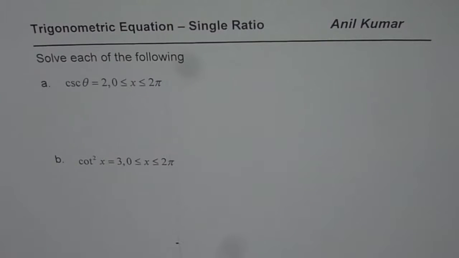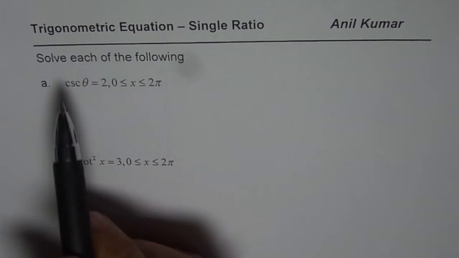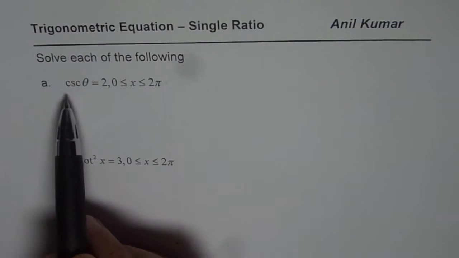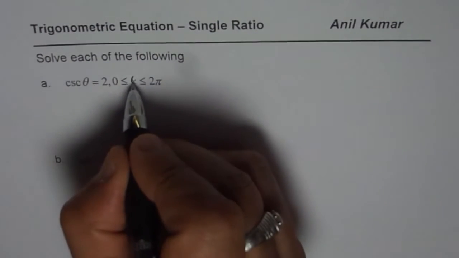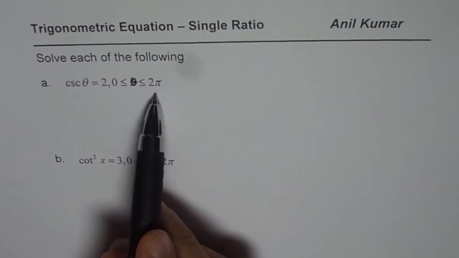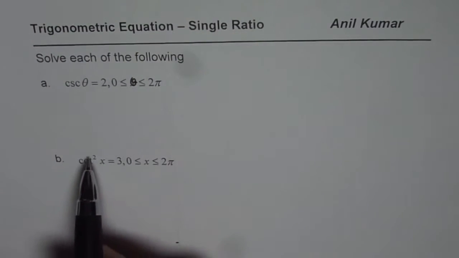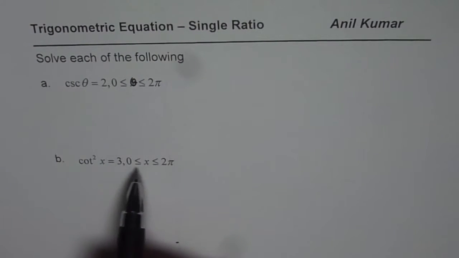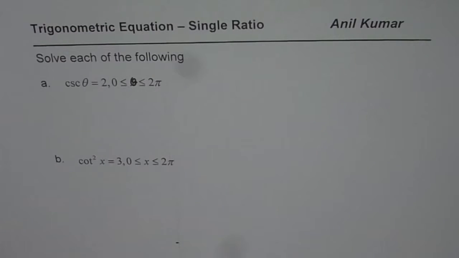I'm Anil Kumar and we are trying to solve trigonometric equations using single ratios. We are almost at the end of this set of videos and now we have taken up examples dealing with secondary trigonometric ratios, the reciprocal of the primary trigonometric ratios. The two questions here are: solve each of the following. The first one is cosecant theta equals 2, theta between 0 and 2 pi, and the next one is cot square x equals 3 where x is between 0 and 2 pi.